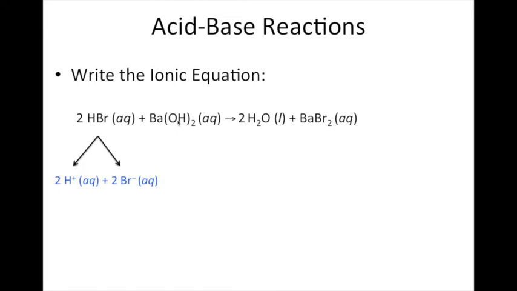Now, barium hydroxide, that is a soluble ionic compound. That's a strong base. So we write that dissociated. Ba2 plus, and we get 2 hydroxide. So be sure that you write the 2 in front of it, not as a subscript like that. That would be incorrect. So our barium hydroxide, we write dissociated.